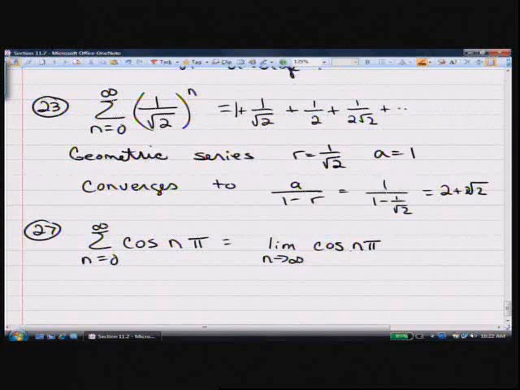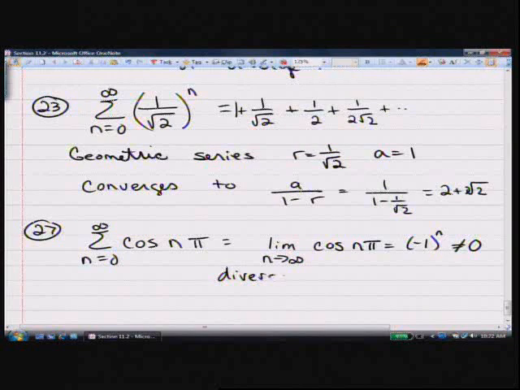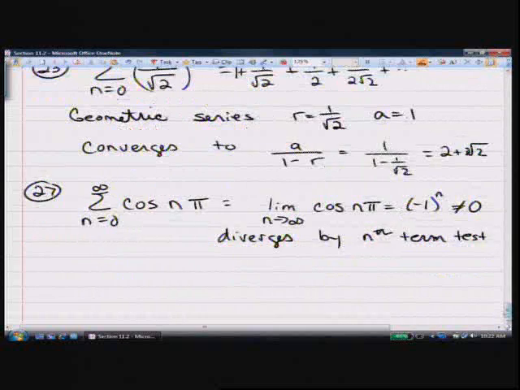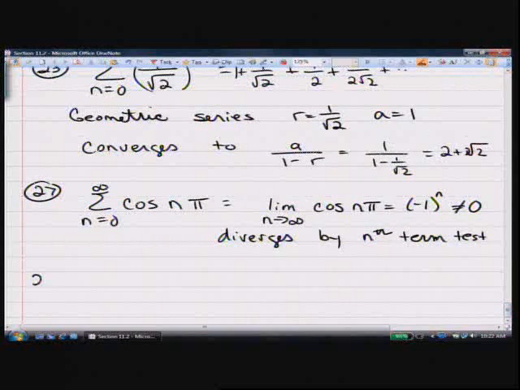What kind of numbers are you going to get? You're either going to get 1 or negative 1, and it depends on whether n is odd or even. Do you agree that it's negative 1 to the n? Because when n is 1, it's cosine of pi, which is negative 1. When n is 2, it's cosine 2 pi, which is 1. So it's negative 1 to the n. This is not equal to 0. And so this diverges by the nth term test. Make sense? Okay, good.